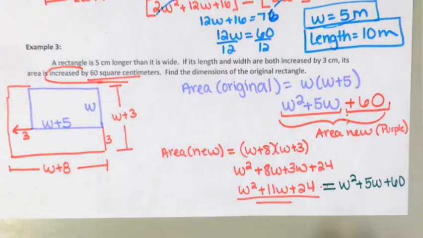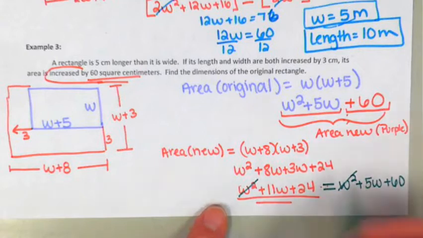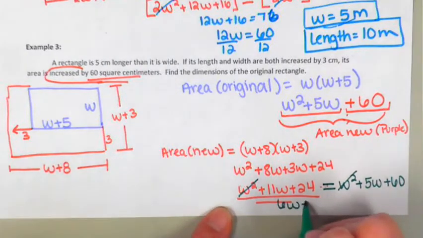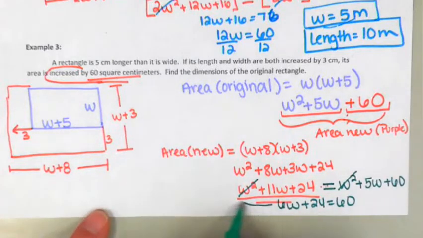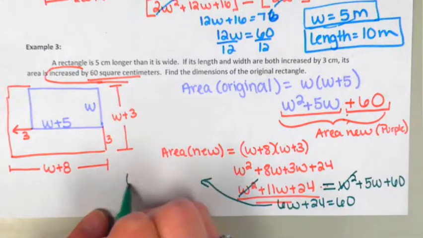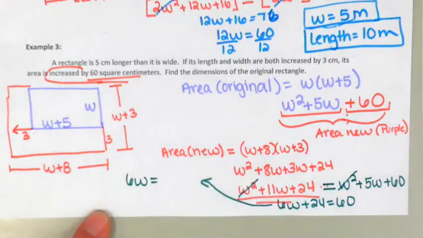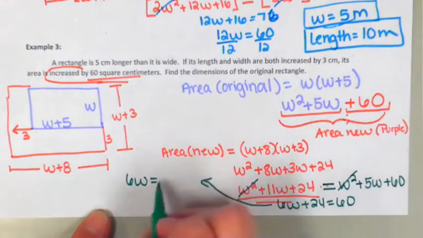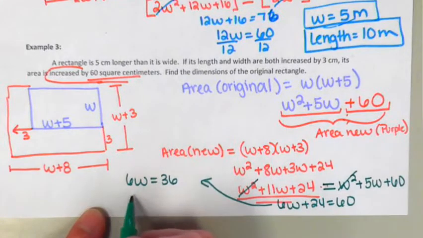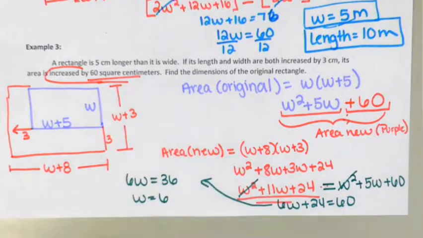Yeah. What happens to these W squareds? They cancel out. How do I move 5W over? So what's 11W minus 5W? How do I bring 24 over? Subtract it, so I get 6W equals 36. Divide by 6, so W is 6.